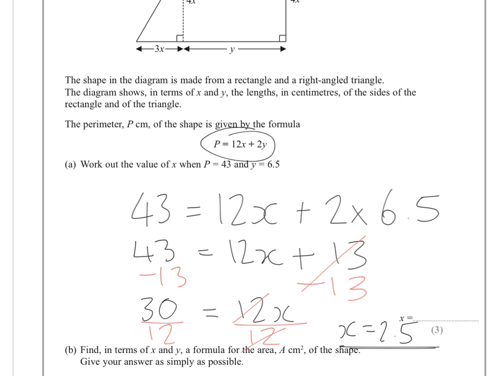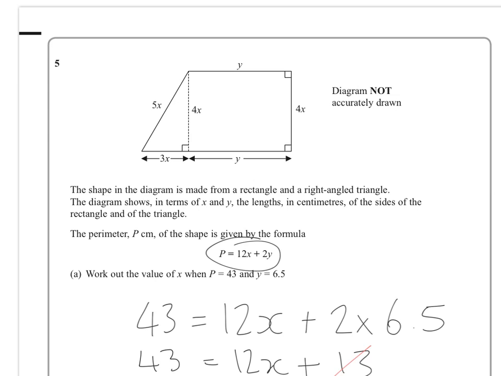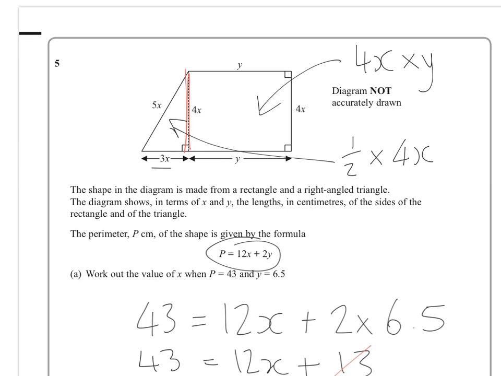Part B, to find the area of the shape in terms of x and y. Well, we need to find the area of the rectangle, which is just going to be 4x times y, and the area of the triangle. Now I'm going to use this edge here as my base. So the area of my triangle becomes a half times the base times the perpendicular height, so times 3x.